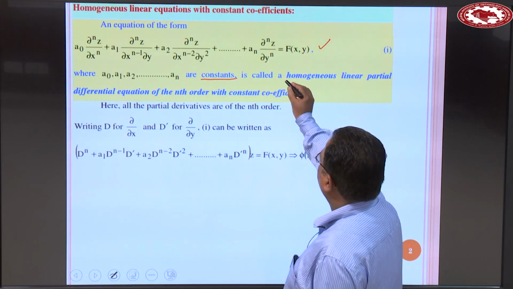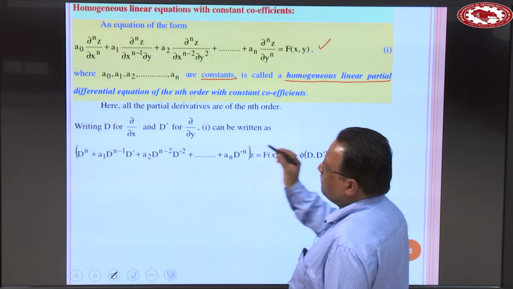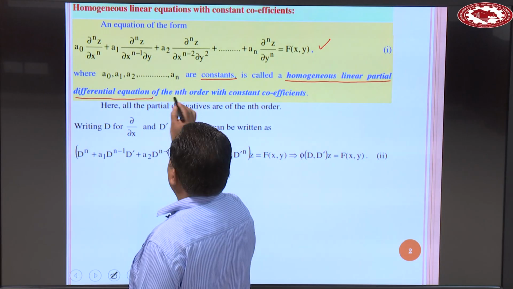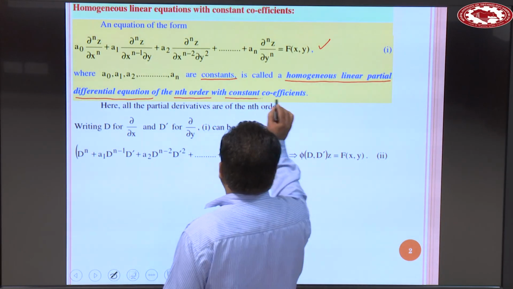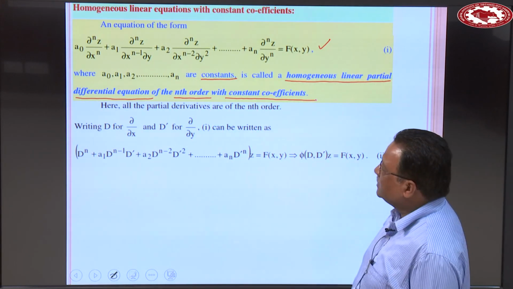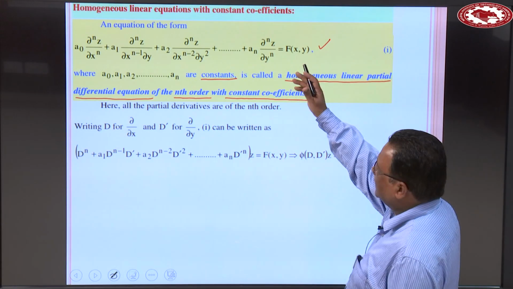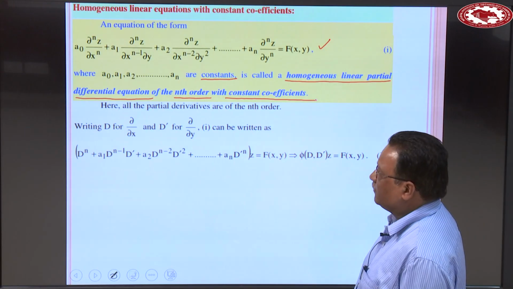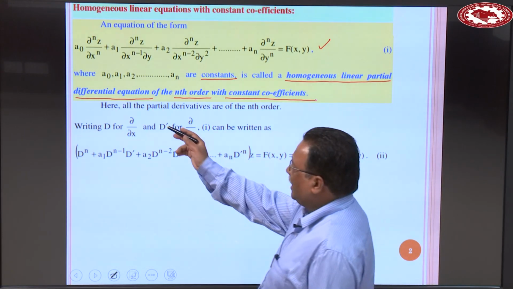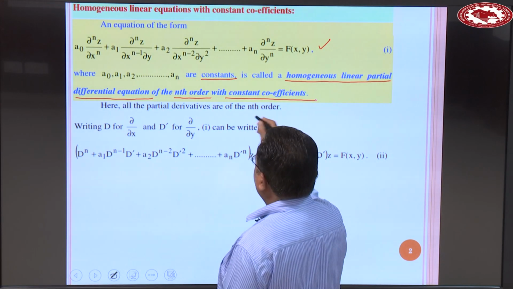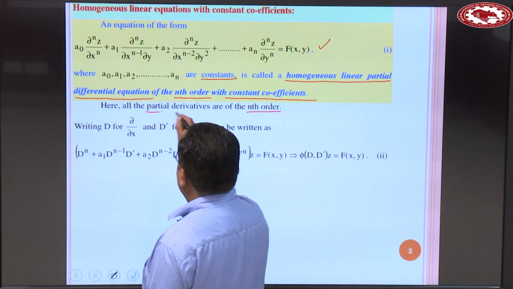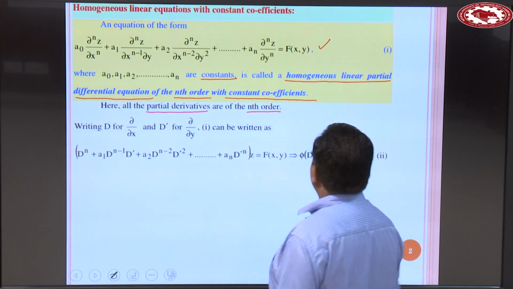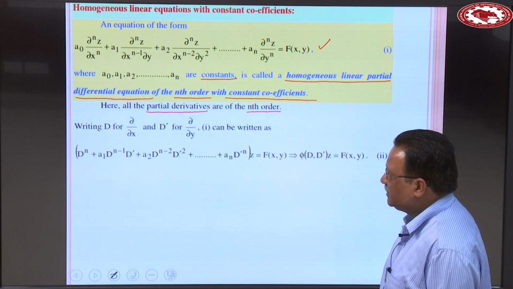are constants, is called a homogeneous linear partial differential equation of nth order with constant coefficients. Clear? So, this one is a homogeneous linear partial differential equation of nth order with constant coefficients. Here all the partial derivatives are of the nth order. Due to this reason, this is a homogeneous linear partial differential equation of nth order.